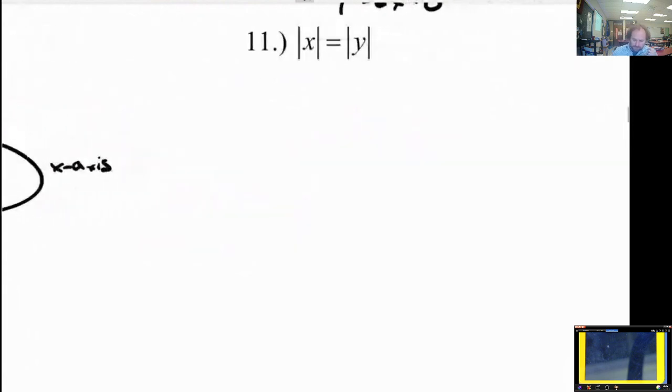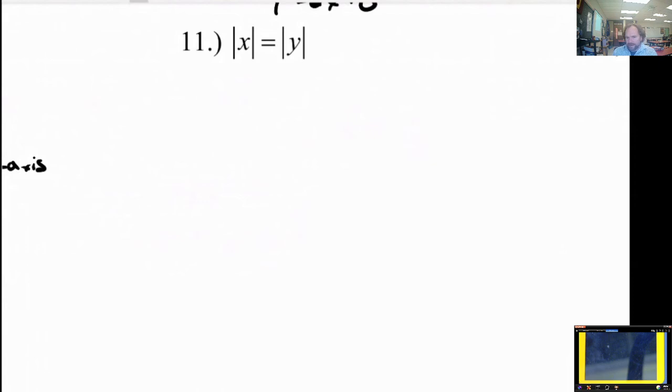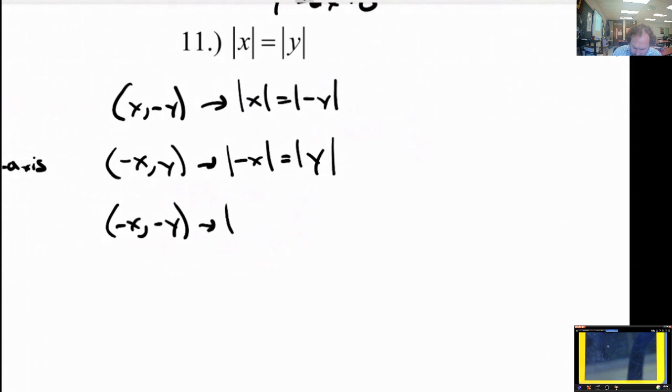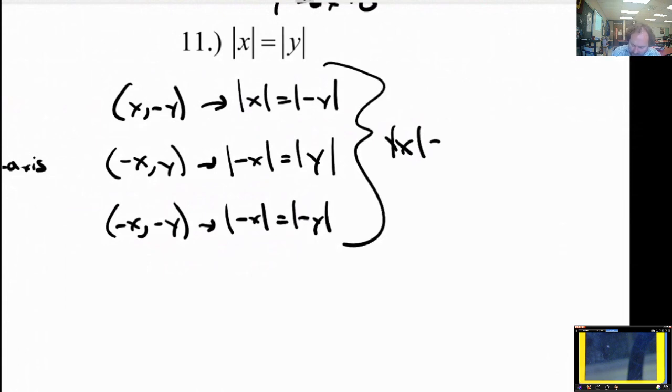Let's try number 11. Ooh, this one's going to work for all three. I think you can tell that right now. If you change x or y to a negative, it just immediately becomes positive because of the absolute values. I mean, we could write all this out if you wanted to. This would be x, negative y for x-axis symmetry: the absolute value of x equals the absolute value of negative y. Negative x, y for y-axis symmetry would give you the absolute value of negative x equals the absolute value of y. Or you can even try the origin symmetry. All three of these give you the exact same answer, as the absolute values take care of it. It's the same as the absolute value of x equals the absolute value of y. These all work.